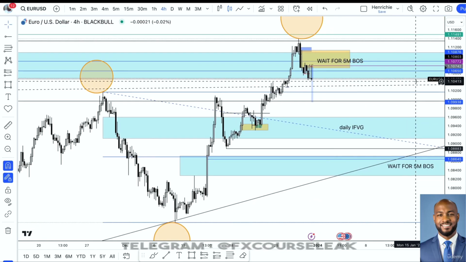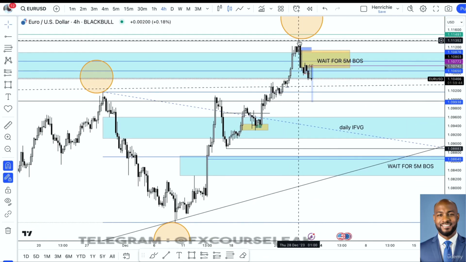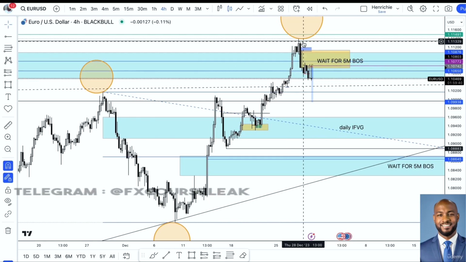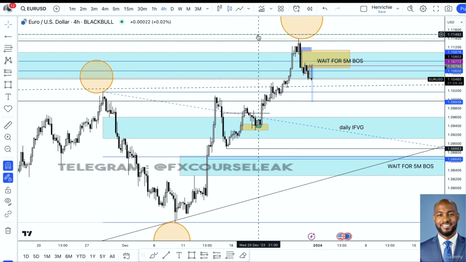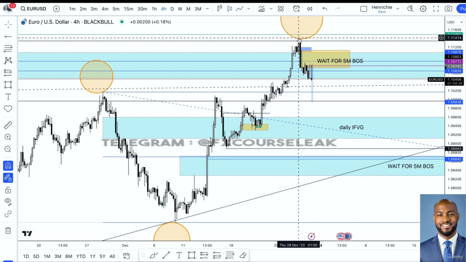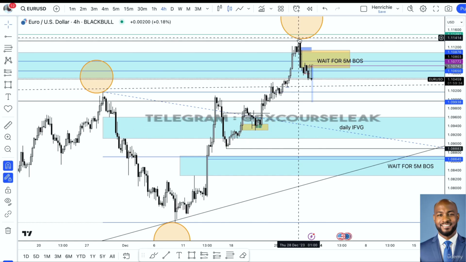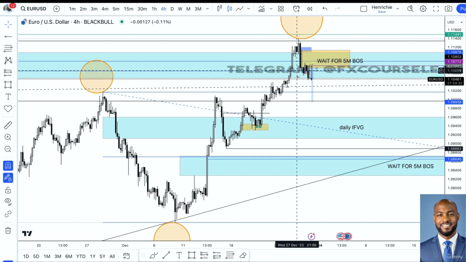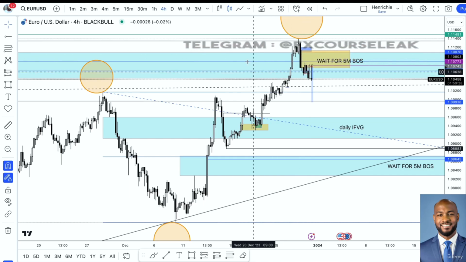As you can see right here, price came to that high, came into it. This was the inefficiency. This was the high of the candle, came very close, failed to run above the high. I'm also going to show you another reason why this zone was a very high probability key level.